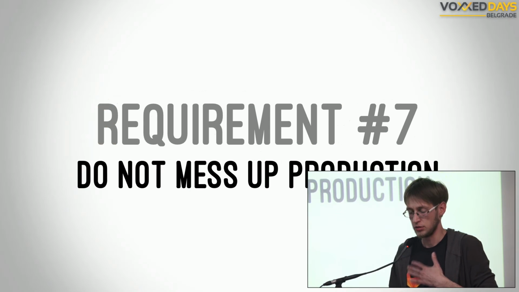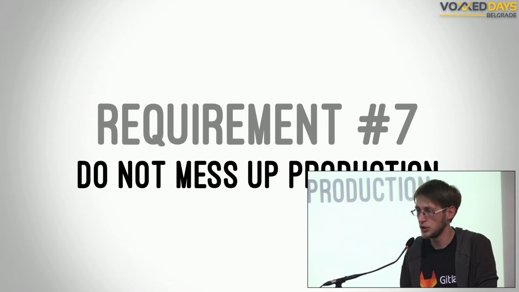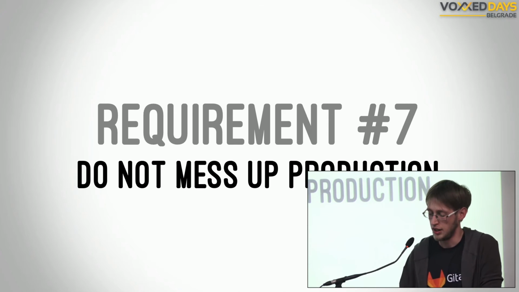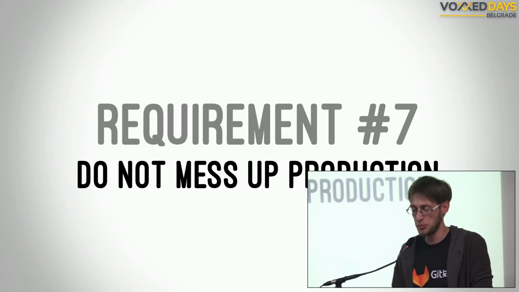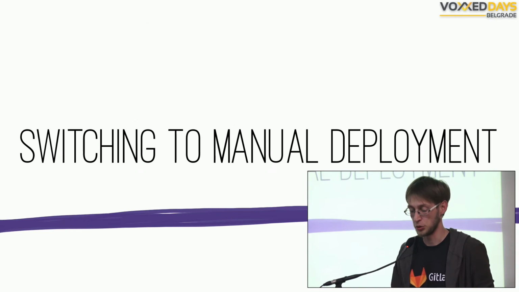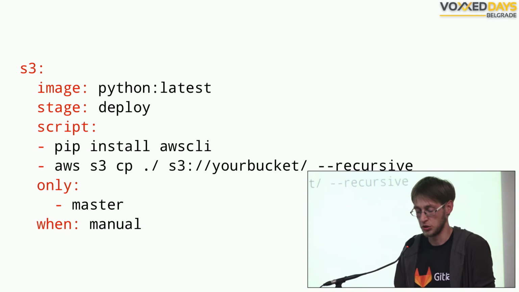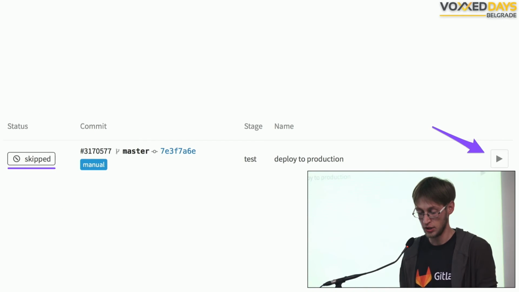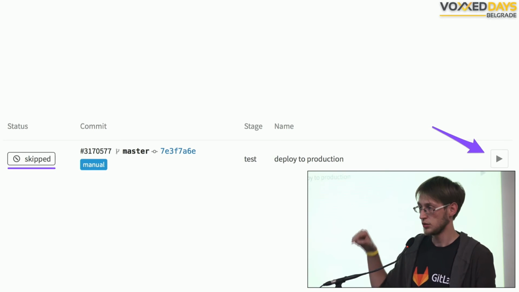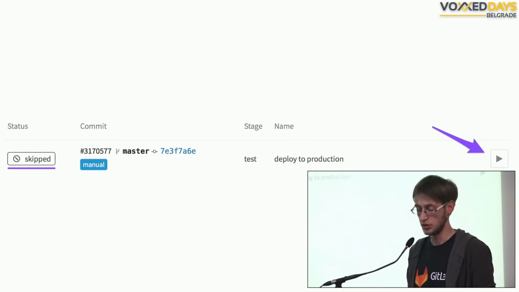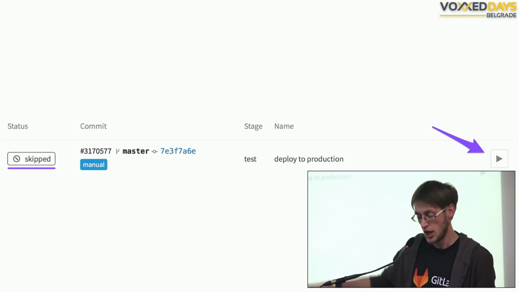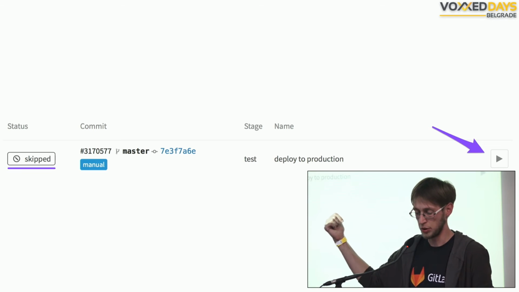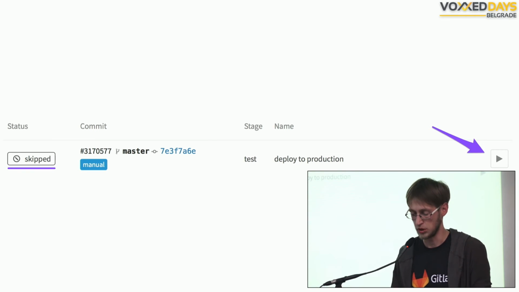And the last requirement: since you've got maybe 20 developers now working on the same thing, and you have an automated deployment, it's very easy to mess up production. And to prevent this from happening, you decide to switch to manual deployment. It is also done using only one keyword. You specify when: manual, and after you do it, you will get this button. The status of your job will be skipped, and you can click whenever you want to deploy. You click on this button, and it will be triggered.